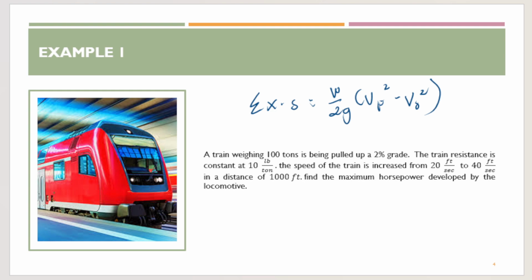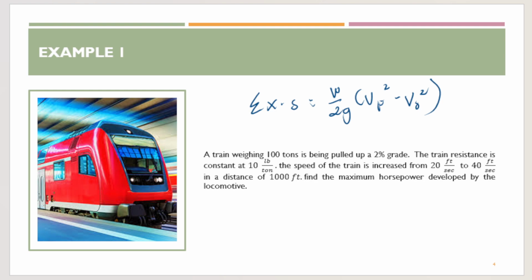The train resistance is 10 pounds per ton. It looks like friction, like weight over weight, so this is like our coefficient of friction. So we have a resistance of 10 pounds per ton. Okay? 10 pounds per ton of resistance.